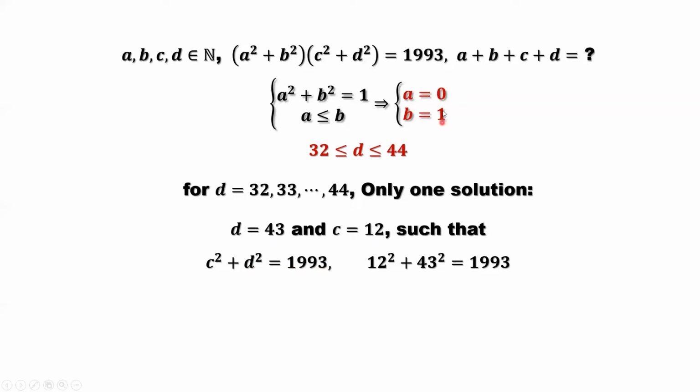In addition to the two answers a equals 0, b equals 1, we have our conclusion. a plus b plus c plus d equals 0 plus 1 plus 12 plus 43, which is 56.